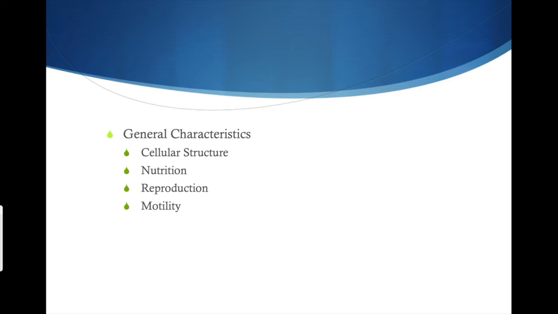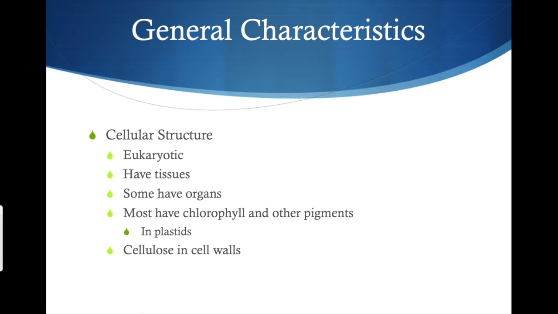First of all, the general characteristics of plants, right? You've got their structure on a cellular level, their nutrition, right? Plants can be autotrophic and heterotrophic. Autotrophic meaning they produce their own food from photosynthesis, but also some plants are heterotrophic, meaning they obtain their nutrients from other animals or other plants, right? Reproduction, whether they reproduce asexually or sexually, and motility, that's whether they're able to move or where they're planted, okay?